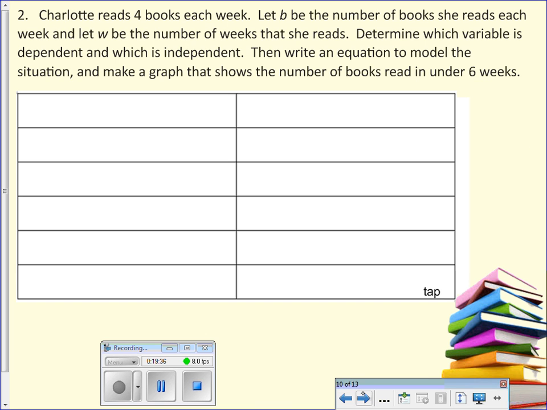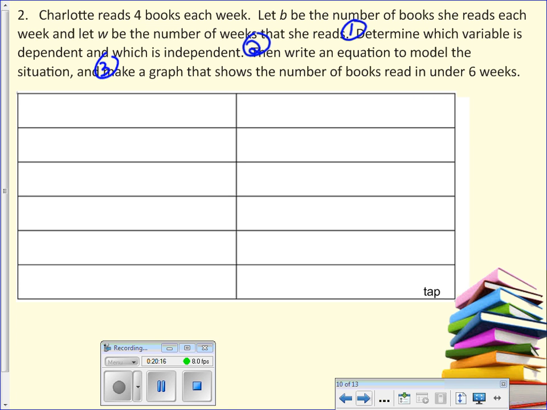All right, let's try the next one. Charlotte reads 4 books per week. Let B be the number of books she reads each week, and W be the number of weeks that she reads. What's with these tongue twisters today? Then determine which variable is dependent and which is independent. Then write an equation to model the situation and make a graph that shows the number of books read in under 6 weeks. So 1, which variable is dependent and independent, then the equation, and then 3 is your table.